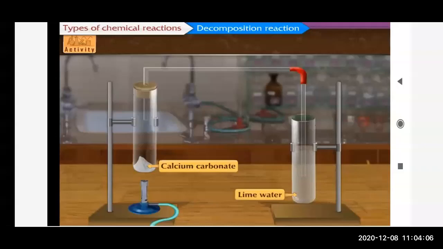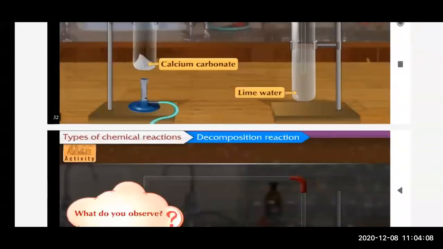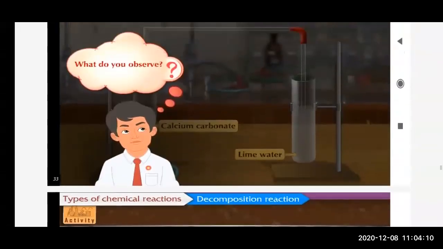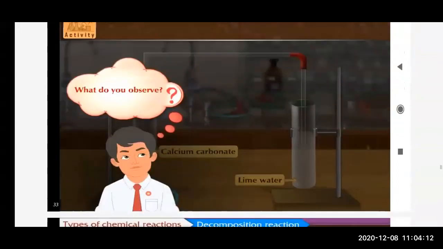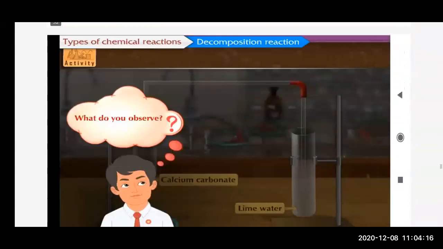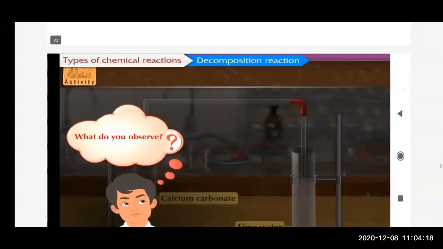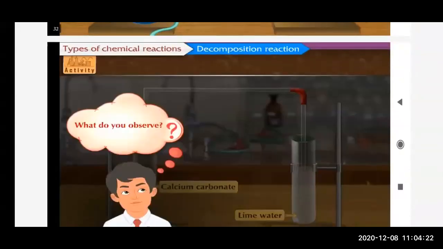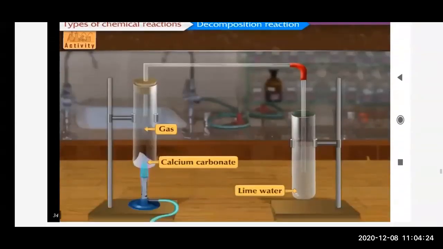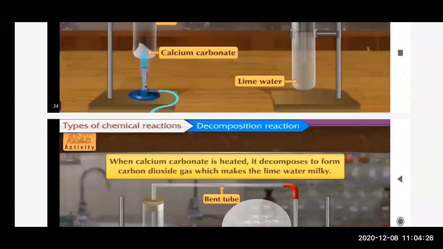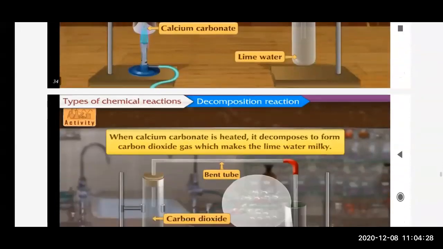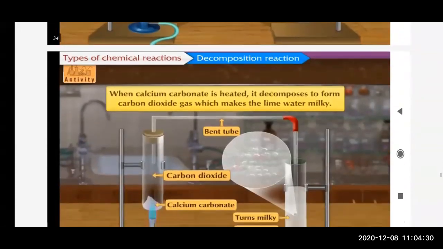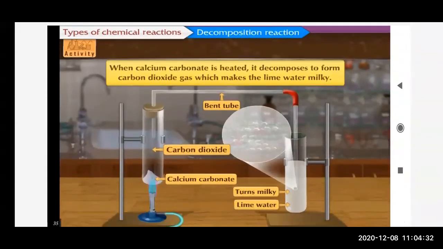Heat the powdered calcium carbonate in the first test tube strongly. So you are going to heat it, right? The test tube contains calcium carbonate. So what do you observe? What are we going to observe? What happens when calcium carbonate is heated? It decomposes to form carbon dioxide gas, which makes the lime water milky.